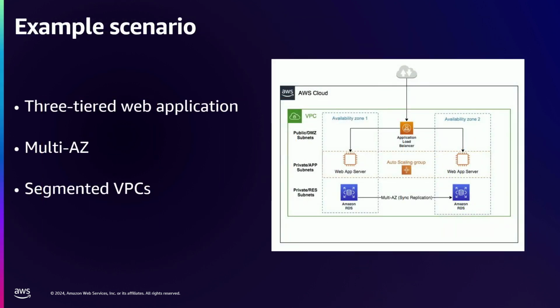So let's see if we can try to bring these two together. I want to talk about the example scenario that I'm going to put together here. If you look at the diagram here, it's just a very traditional 3-tiered web app. You have your application load balancer, you have the actual application itself on the web app server, and then you have just a set of RDS servers. And from there, you can see that it's multi-AZ and that they're segmented into multiple VPCs. So very straightforward, very basic diagram.